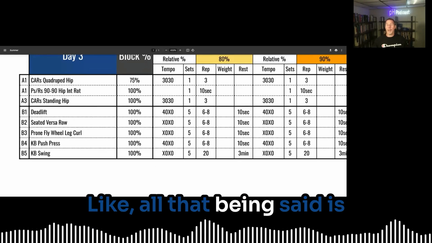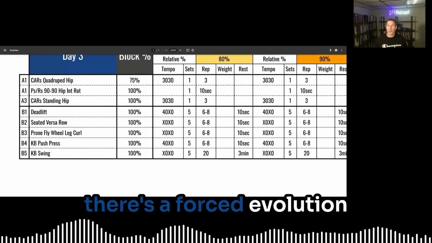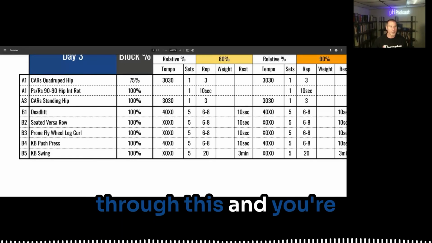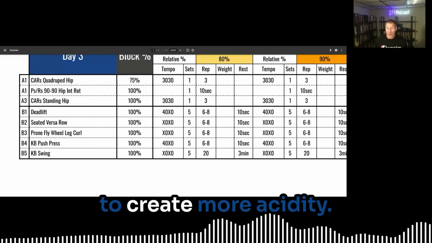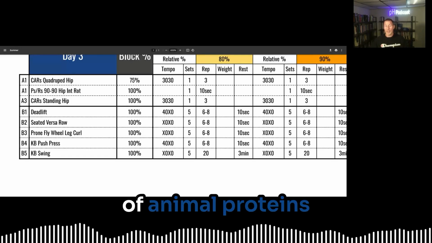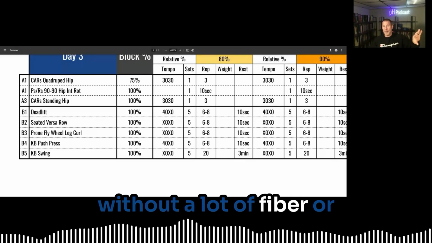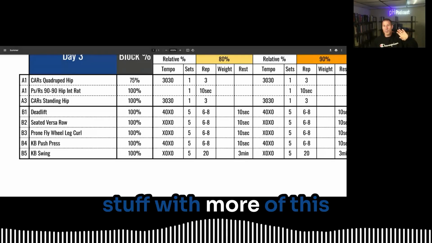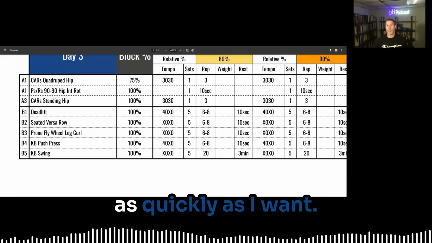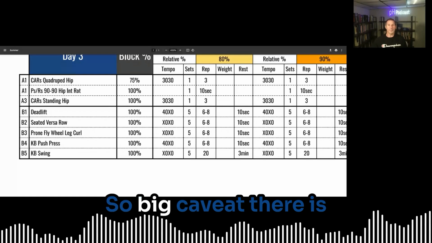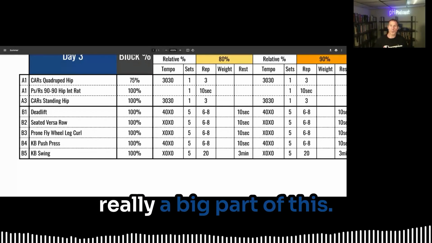All that being said, there's a forced evolution effect when you're going through this and you're kind of eating like crap. These are way harder. So glycolytic stuff is going to create more acidity. If I'm eating a lot of animal proteins without a lot of fiber or stuff with more of this alkaline base, I'm not going to be able to recover as quickly as I want. So big caveat there: forced evolution was really a big part of this.